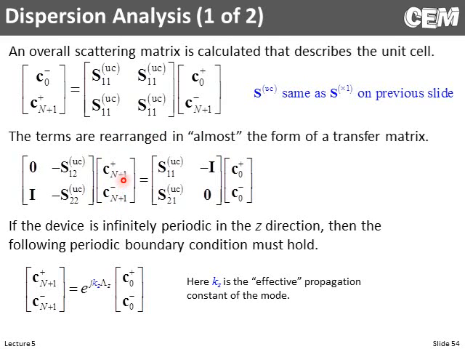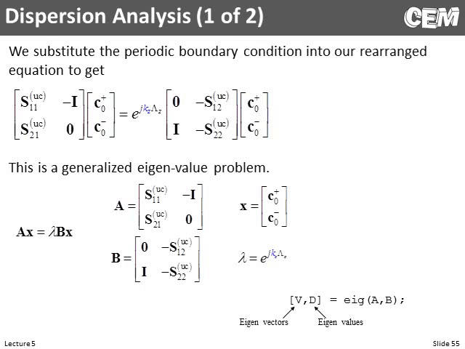So now we're going to apply a periodic boundary condition. If this is a periodic structure, then the modes on the right have to be the same as the modes on the left, or the input side, but with phase added to them. So we have a periodic boundary condition, if you will. So now, rather than write this as CNs, we can add in the phase here, and we have a new matrix equation.